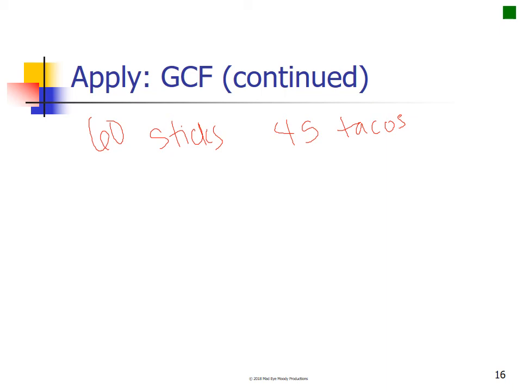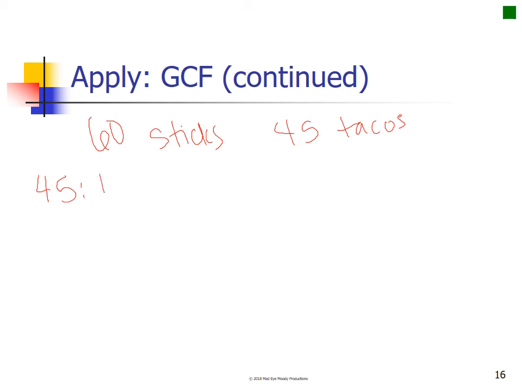But the problem is if he uses 45 plates, he doesn't have enough then to put 2 sticks of celery on each plate. So how can I figure out the number of plates that he's going to use? Well, this is a greatest common factor problem. I need to know what the greatest common factor of 60 and 45 is. In order for me to do that, I'm going to list the factors of each one.